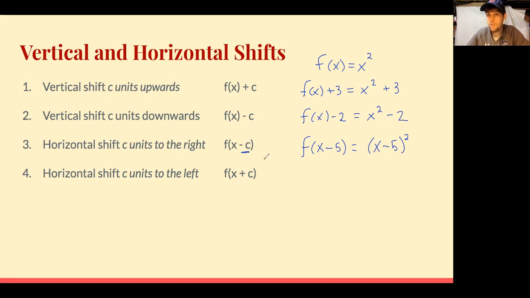These horizontal movements are a bit counterintuitive. We have to keep that in mind when we're looking at these problems. Then if we want to shift the graph to the left, we're actually going to be adding a constant on the inside. So let's say we want to shift the graph 7 units to the left, we would go ahead and do x plus 7 inside of our function. So that's going to look like this, x plus 7 squared.